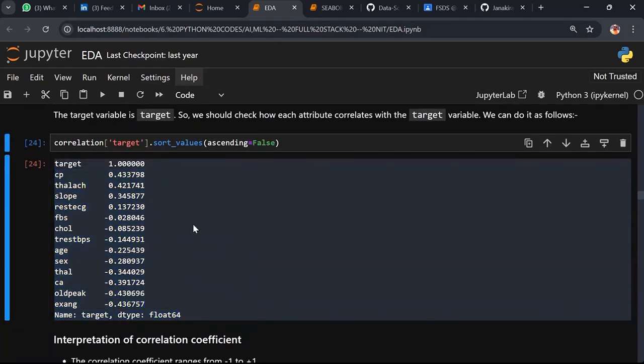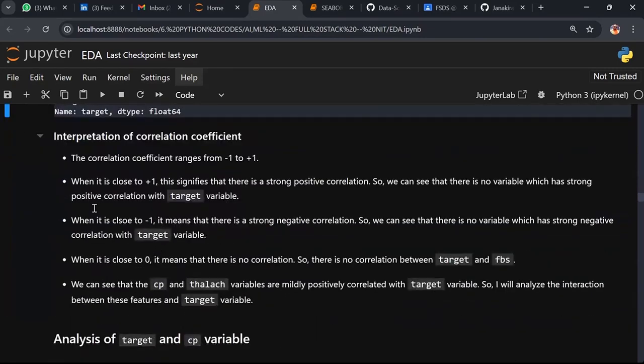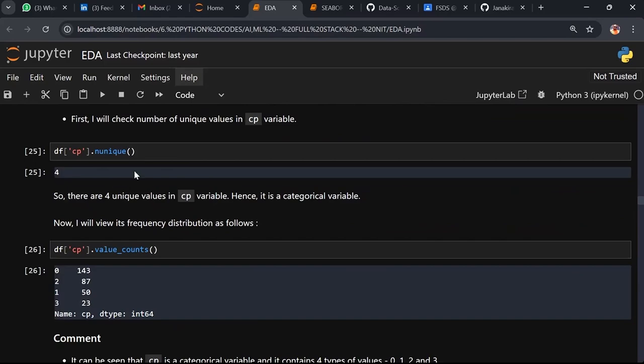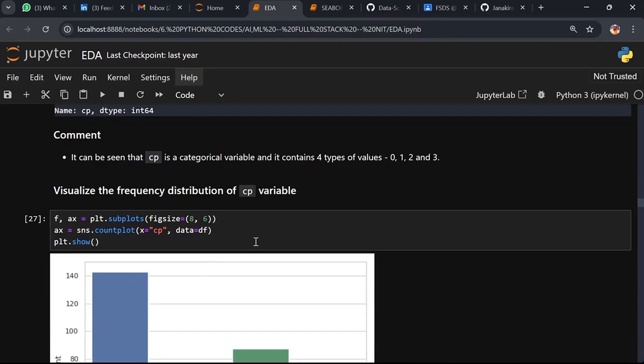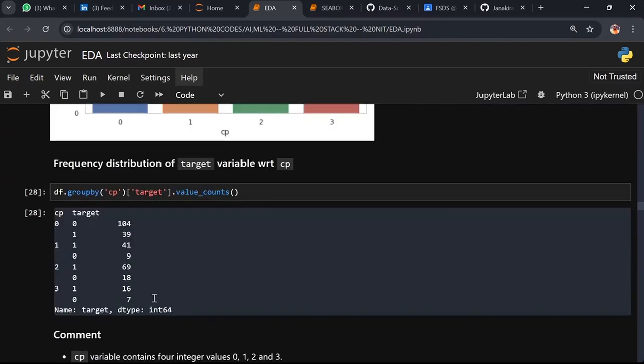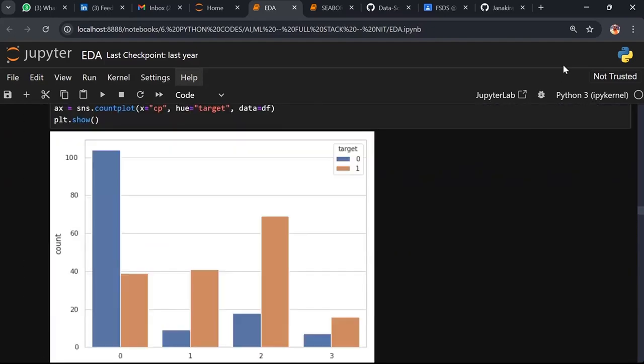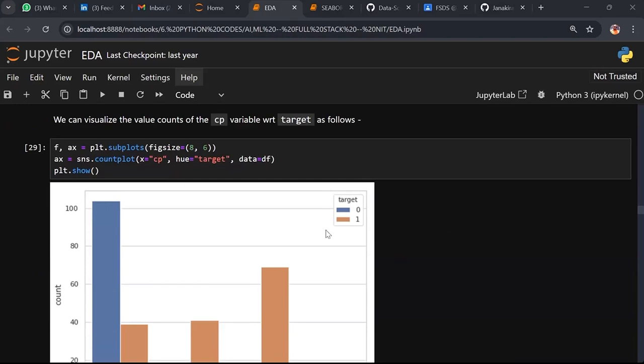The concept which I told you, how the concept is implemented in practical is important. So guys, this is the main key part. Then unique chest pain value counts, and visualize the frequency distributions of the chest pain variable. And you can see the graph here, chest pain, target 0 and 1. So here, count plot chest pain.